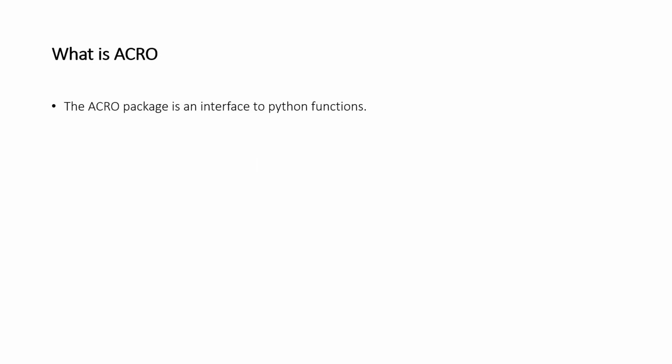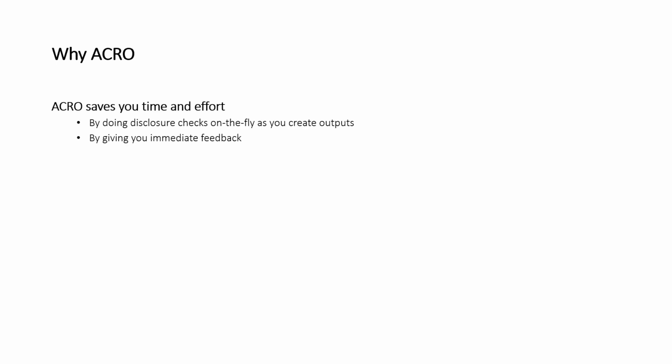Hello. In this video, I'll talk about how and why to use ACRO in R. The ACRO package is an interface to a set of functions written in Python. ACRO can be used to produce different types of outputs, such as tables, regression, and graphs. You might have a question in your mind: why should I use ACRO instead of the R commands?